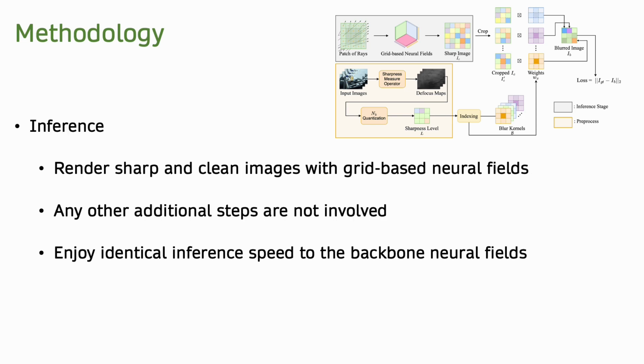For the inference stage, the process is simplified to just rendering the sharp and clean images using grid-based neural fields. This is because we assume that the neural fields will render the sharp image and we apply convolution to that sharp image to make it blurry. So just feeding rays to the backbone neural fields is the only step for rendering a sharp image, and no other steps are required. Thus, the required inference time is identical to that of the backbone grid-based neural fields.